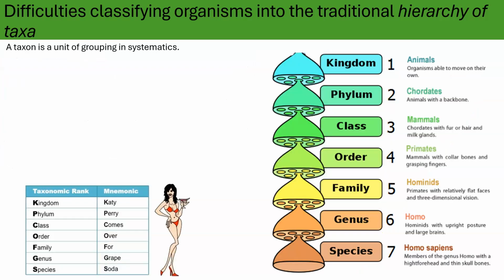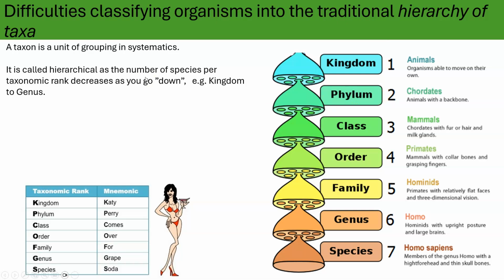We'll continue now with the other terms. It's called the hierarchy of taxa. A taxon is basically a unit of grouping in systematics. So a given kingdom is a taxon, and a given phylum is a taxon. It's called hierarchical, as we said already, so write this down: the number of species per taxon decreases as you go down, and they fit into one another. So within a kingdom, there are several phyla; within one phylum, many classes, and so on.